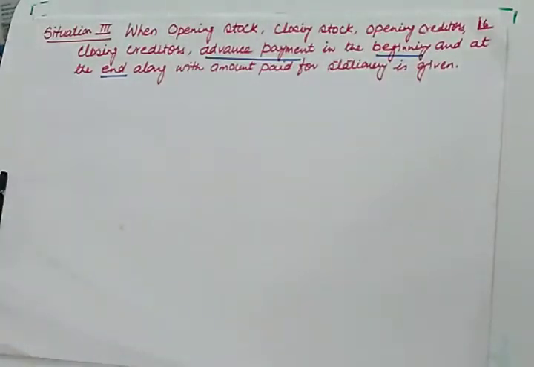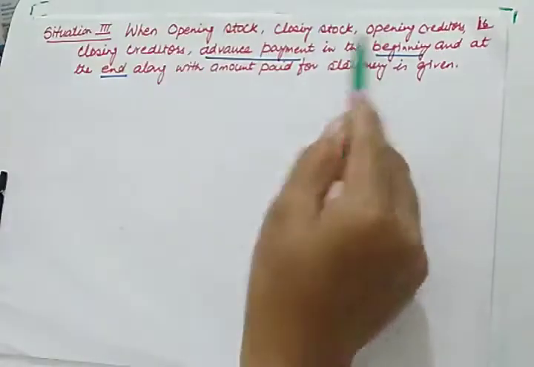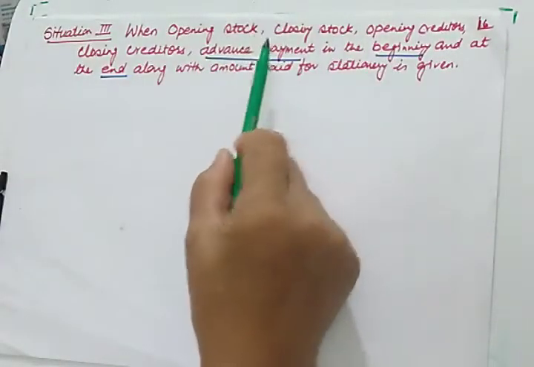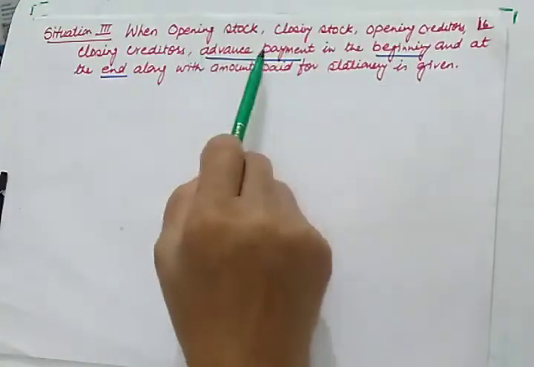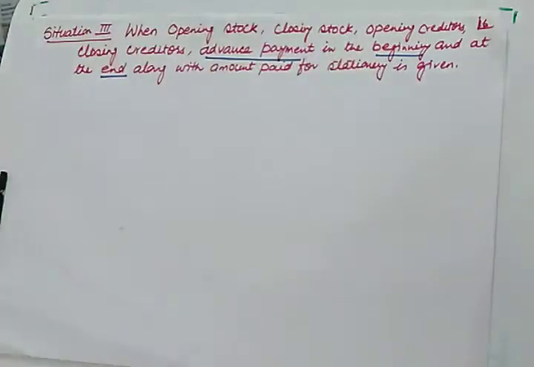So how to deal with that case? It means you have 6 items plus the amount paid for stationery. Six items in the sense of opening and closing stock, opening and closing creditors, and likewise opening advance and closing advance, along with the payment given to you. So this is the situation I am dealing with.